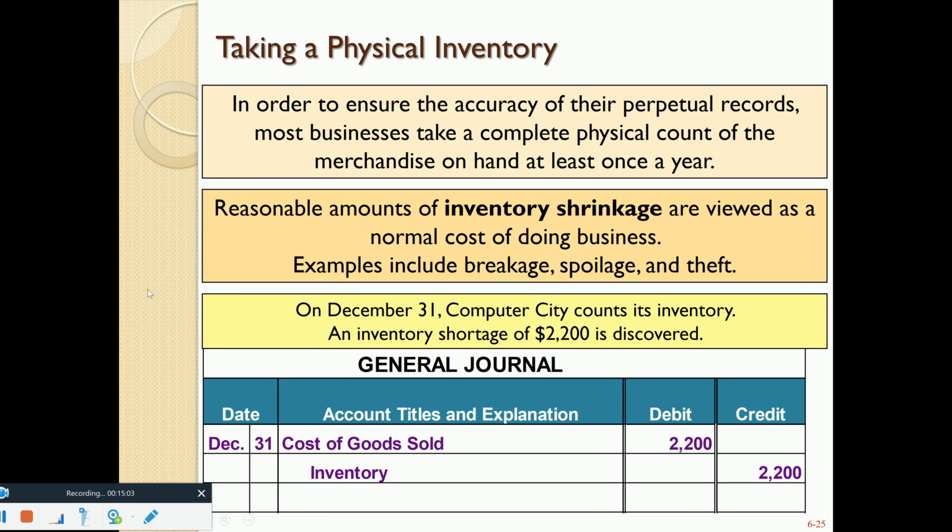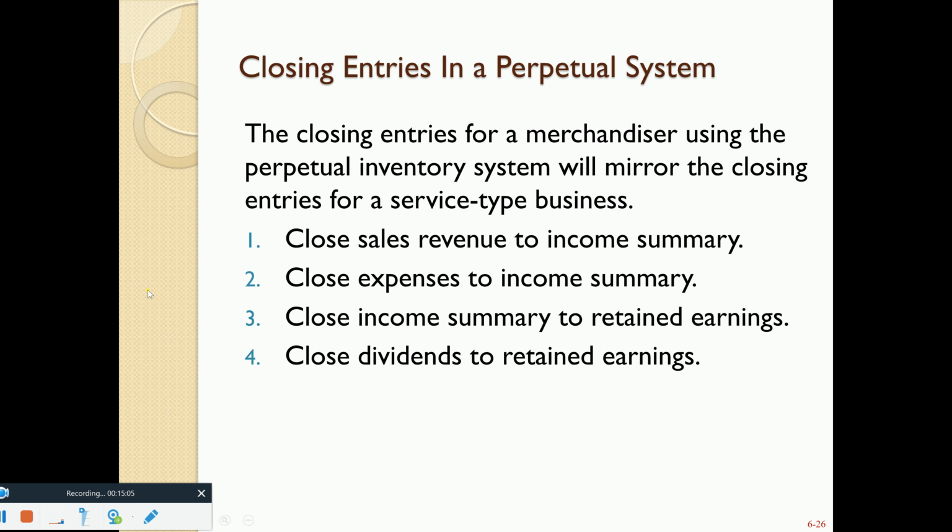All right, so one of the last steps in the perpetual system, like I said, we keep track of the inventory balances as the inventory is physically moved in and out of our business. But at the end of the year, we still stop and take a physical count, and we will adjust the inventory perpetual records to the physical count. Okay, that is what we do.